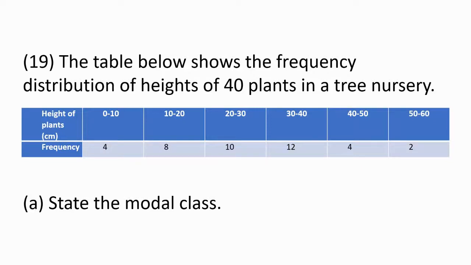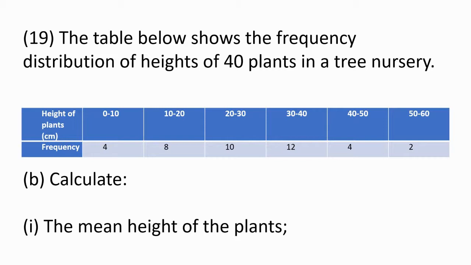Question 19. The table below shows the frequency distribution of height of 40 plants in a tree nursery. You have the height of plants in centimeters and the frequency. Part A, state the modal class. The modal class is the class with the highest frequency, and therefore it is the class 30 to 40 centimeters.